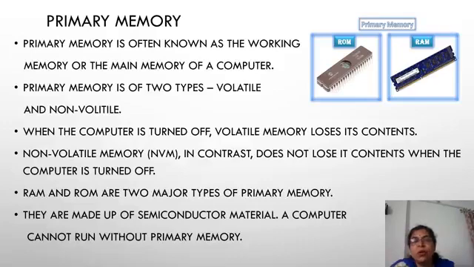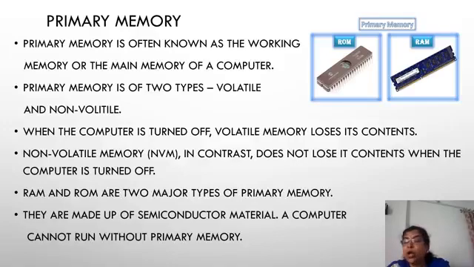What is volatile? When the computer is turned off, the volatile memory loses its contents. Means whatever is there in the volatile memory, all the contents of that particular memory get lost. Non-volatile memory, that is NVMe, in contrast does not lose its contents when the computer is turned off. RAM and ROM are the two major types of primary memory. They are made up of semiconductor material.